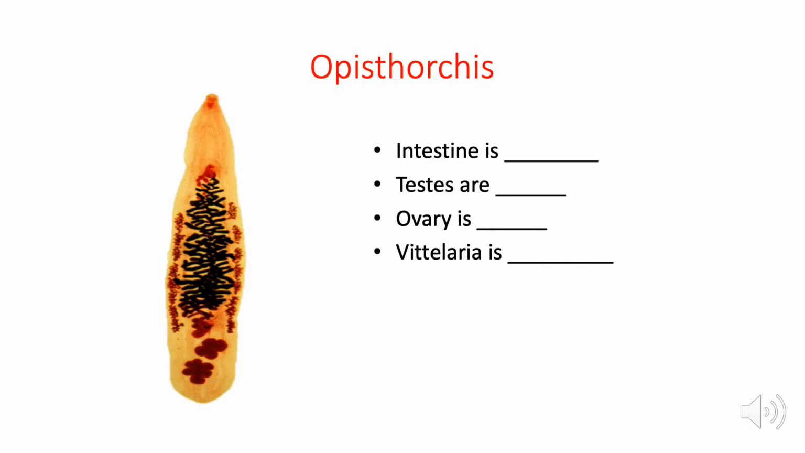So let's fill in the blanks. The intestine of Opisthorchis is unbranched. The testes are lobulated in contrast to the branched testes of Clonorchis. The single ovary is lobed or lobulated, while the vitellaria is only found within the middle one-third of the body.